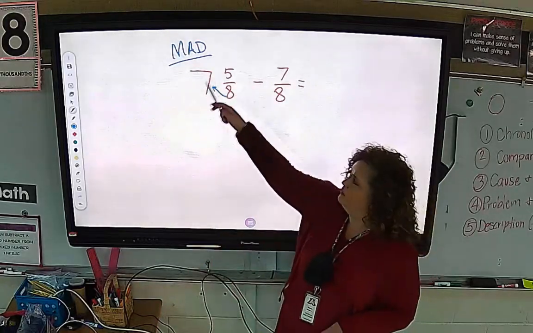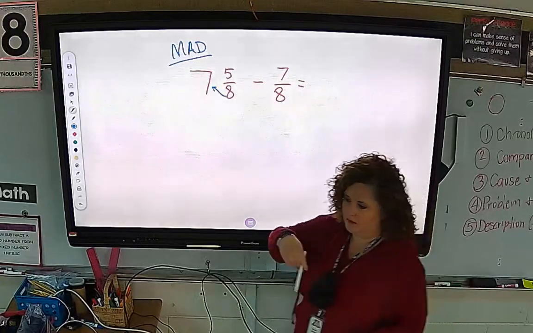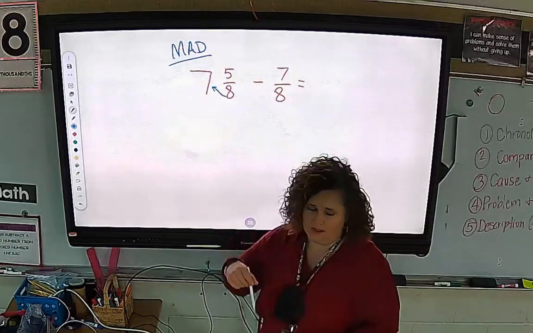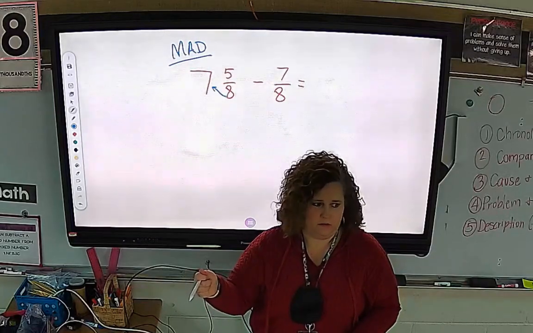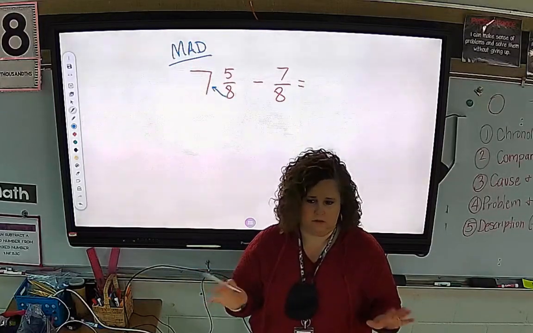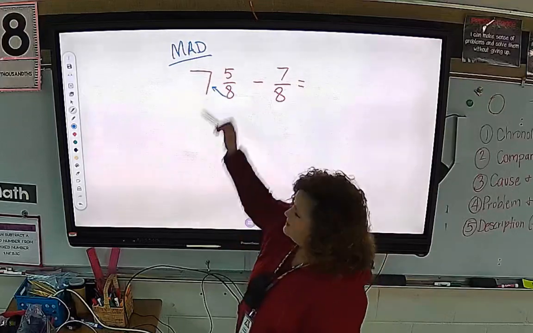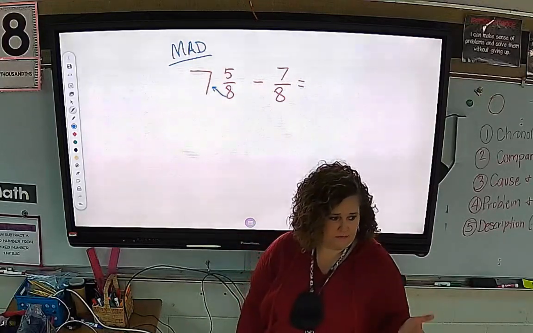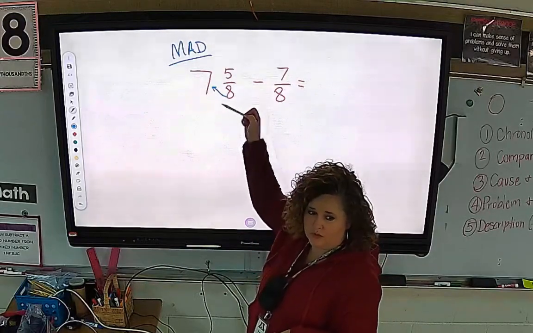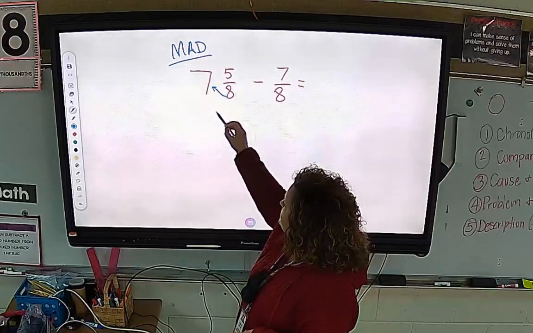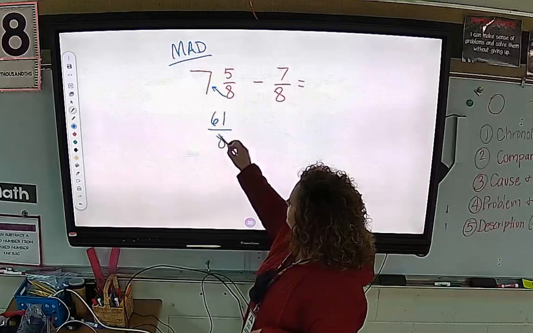I'm going to go ahead and jump in here so you can check yourself. When I use MAD, what does 7 and 5/8 become? 61/8, says Martin. Will you agree with that? Okay. 8 times 7 is 56, but you've got to add that 5 because you've still got 5 more. So 5 and 56 is 61/8.